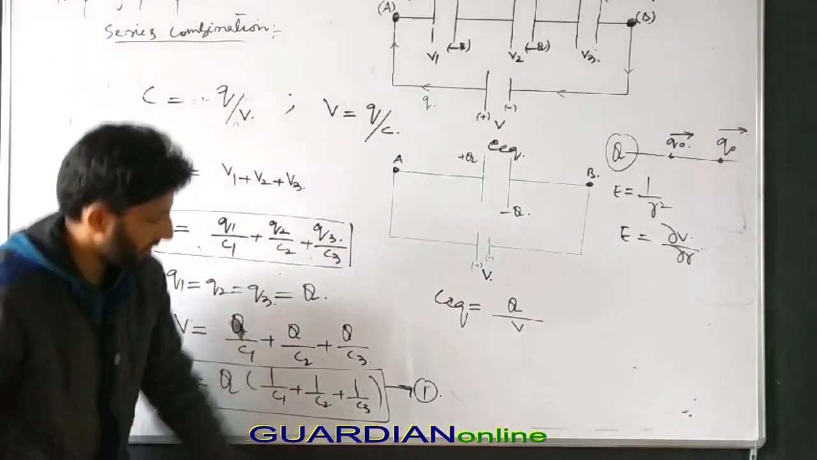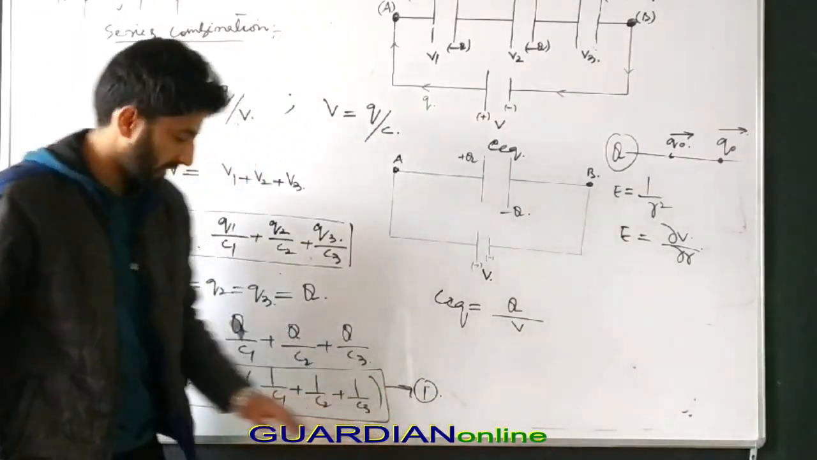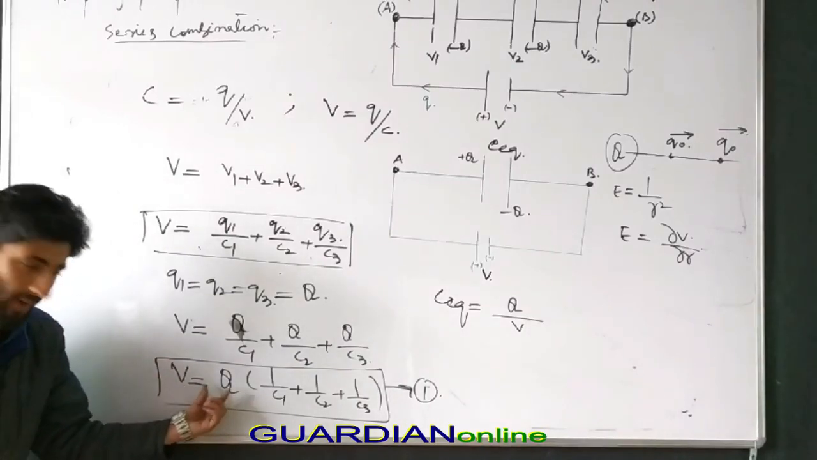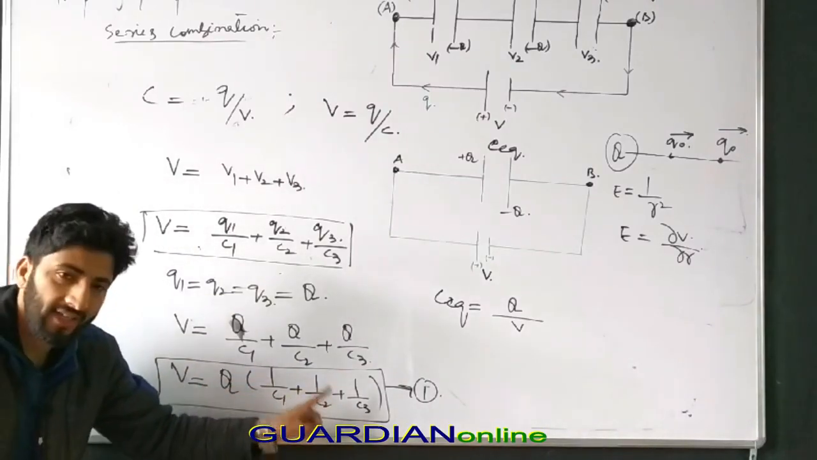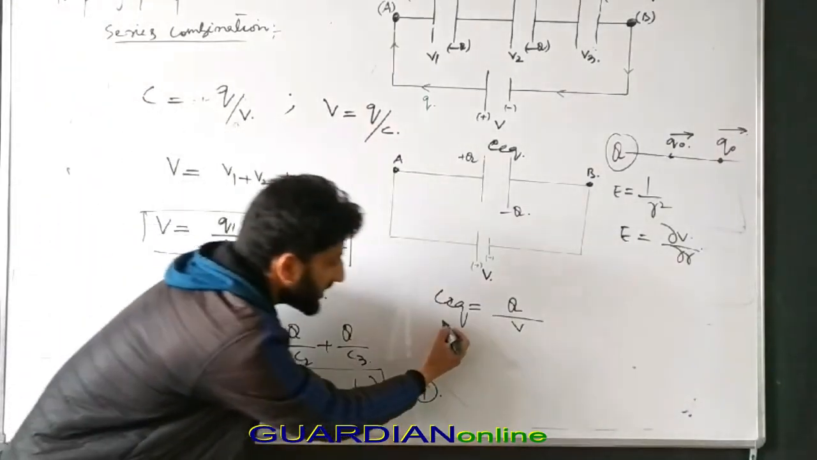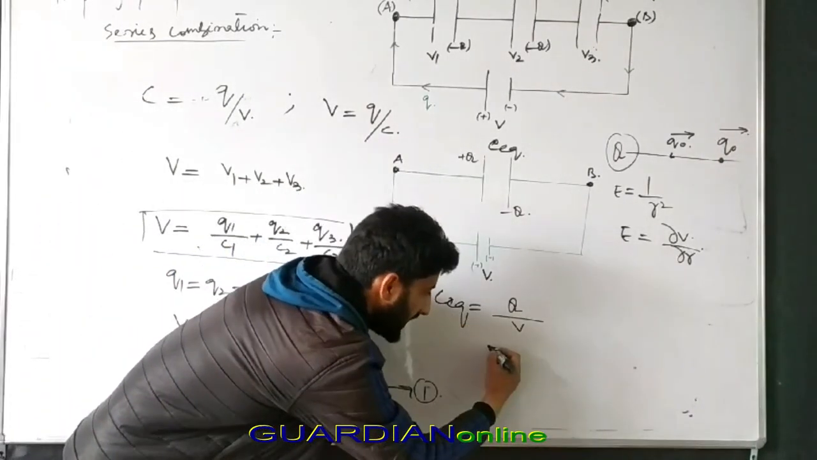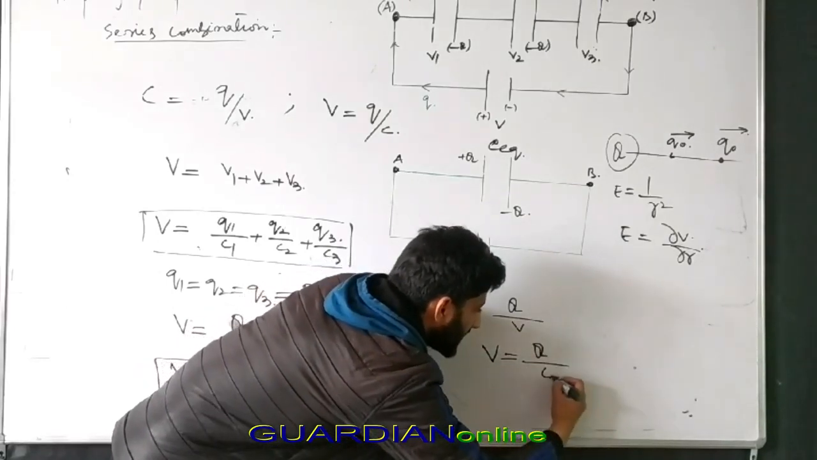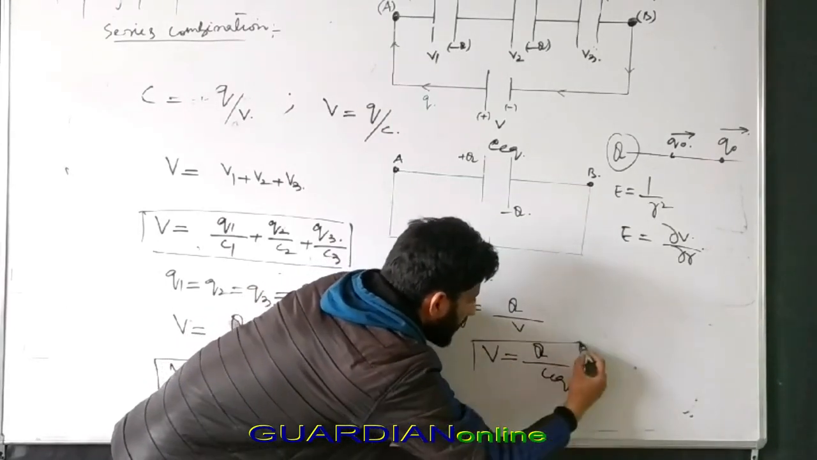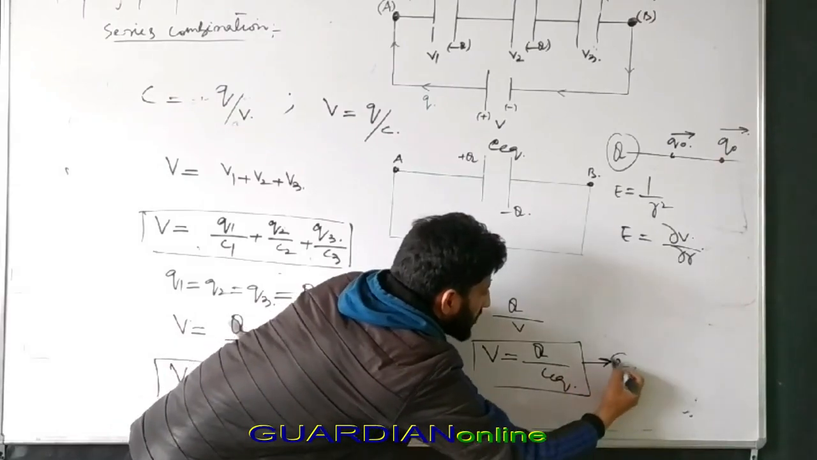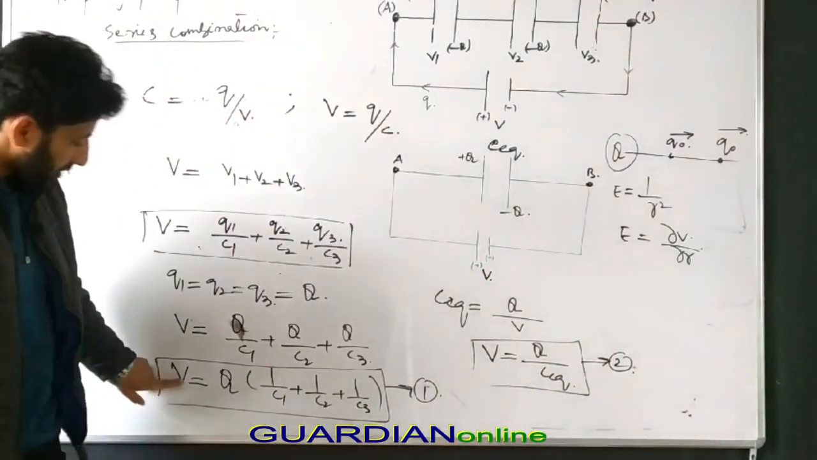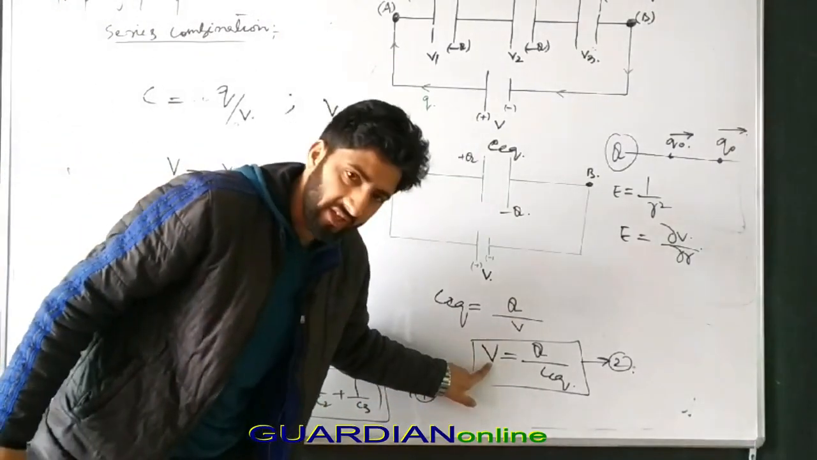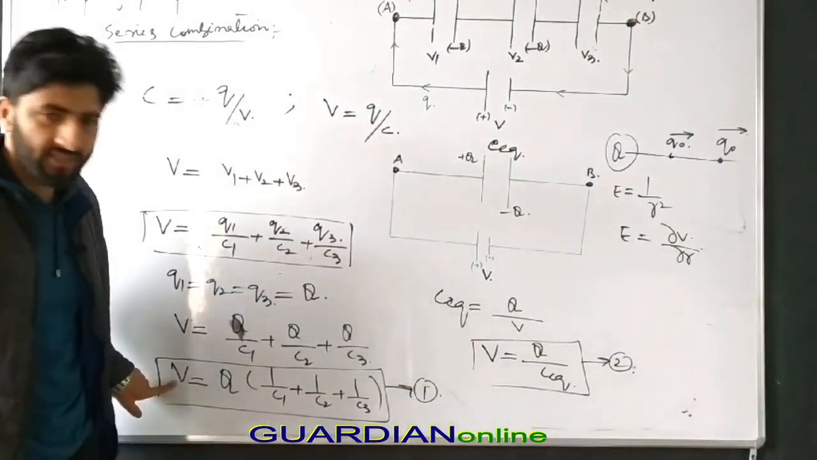Equation 1 relates V, the total potential, with the total charge and also the individual capacitances. Now, with C equivalent, it is V equivalent to Q divided by C equivalent. This is equation number 2. It must have the total potential V, and yes, it is the same.